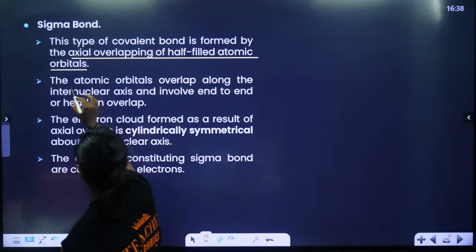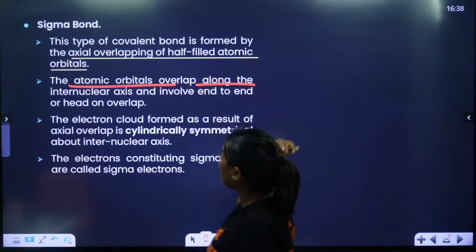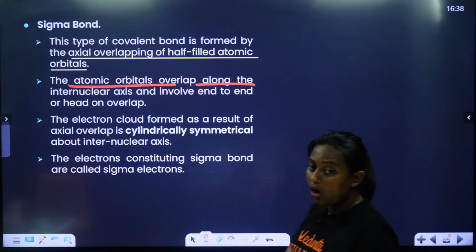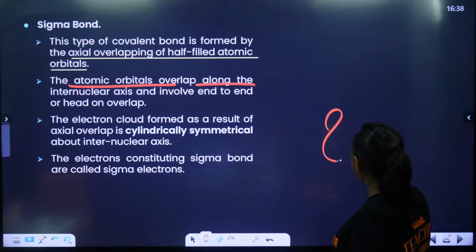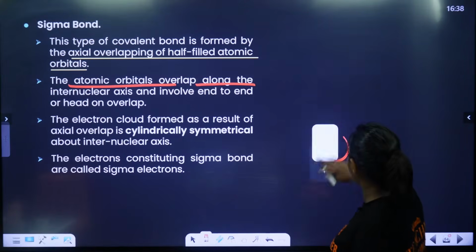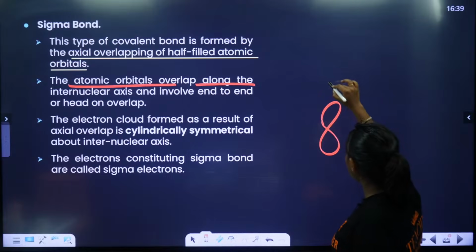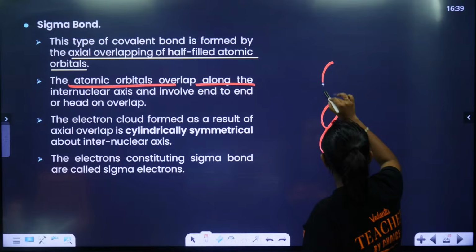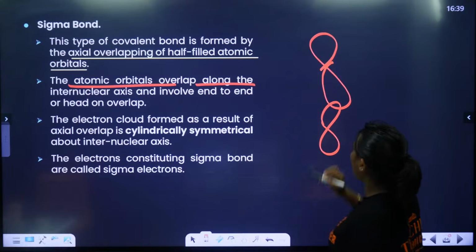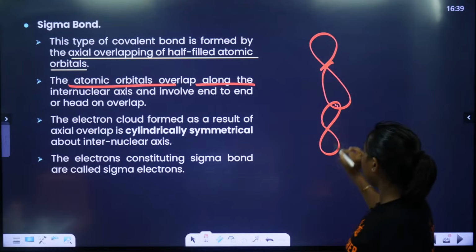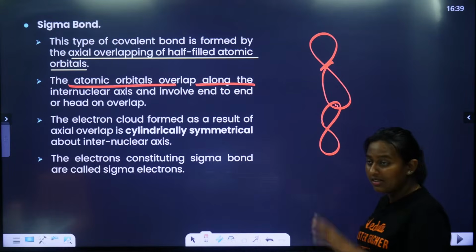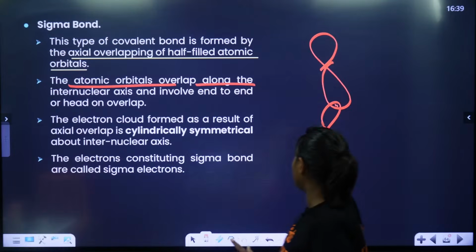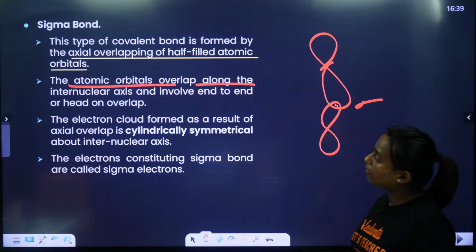The atomic orbitals overlap along the internuclear axis and involve end-to-end or head-on overlap. This is a p orbital. When you consider head-on overlap, this is the head, this is head-on overlap. If it is head-on overlap, we can say a sigma bond will form.